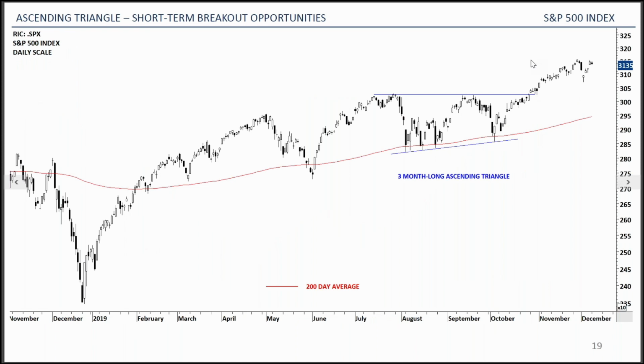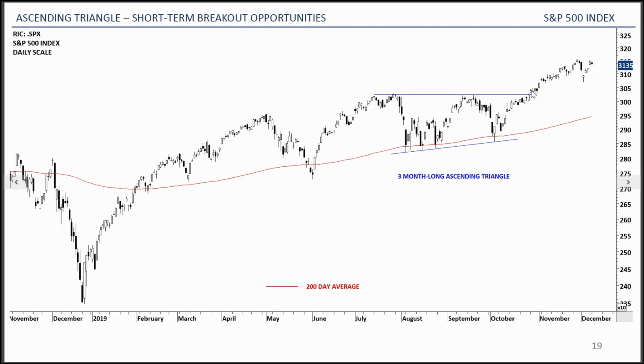Our next chart is an ascending triangle. This was featured under the review section. The report starts with the review section every week, and I try to look at major benchmarks that are followed by our members. This was an S&P price chart that I shared. It was a 3-month-long ascending triangle, and still the price is continuing higher.